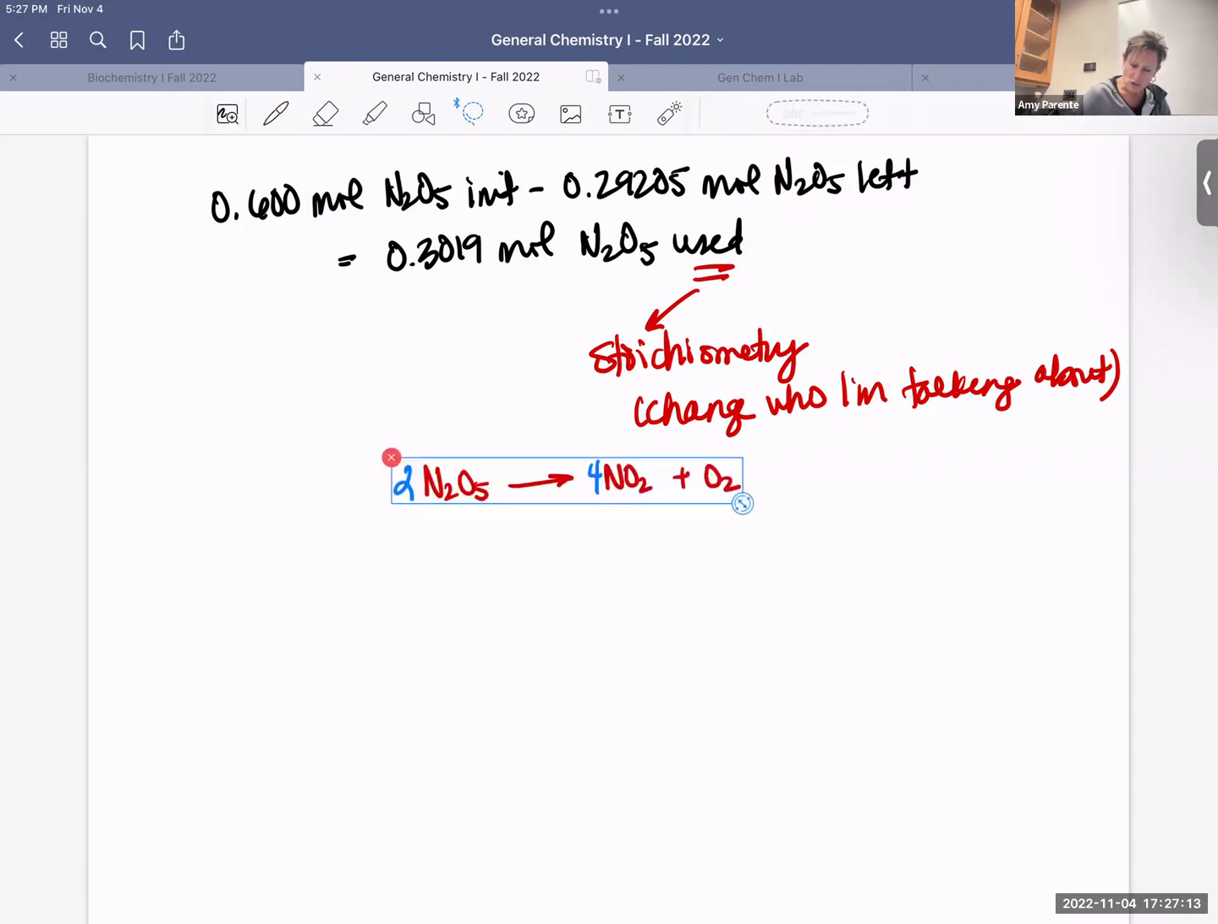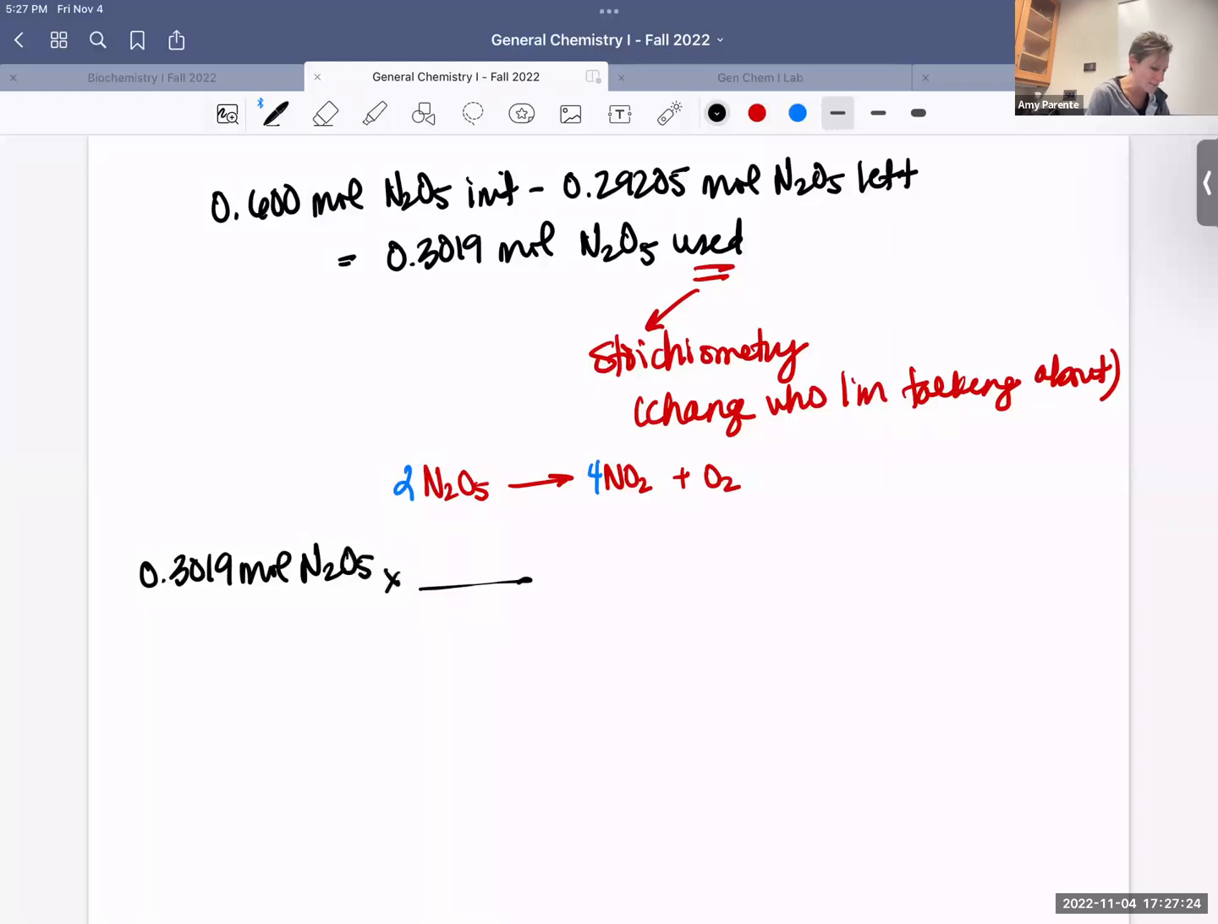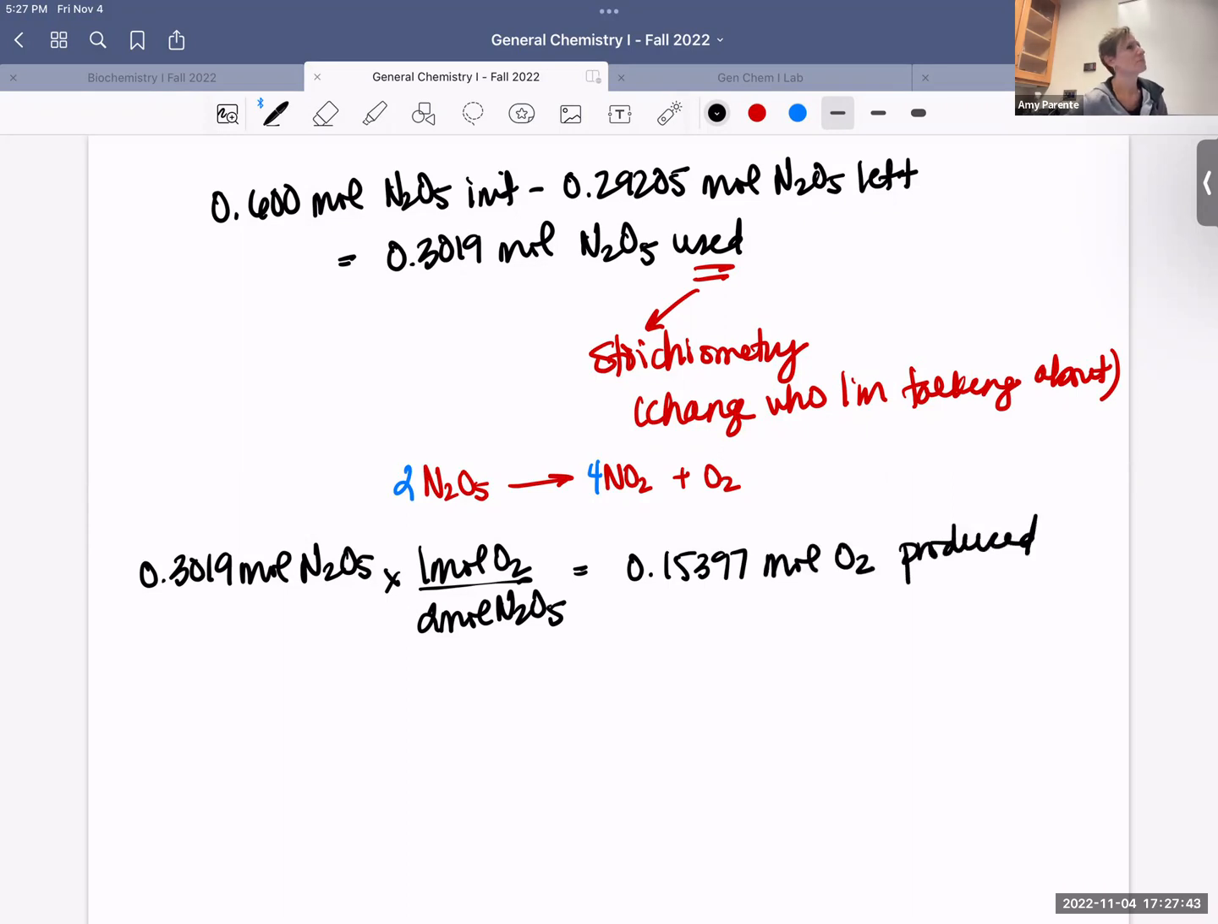Okay, so if I've got this equation, I can say if I've got 0.3019 moles of N2O5 that were used, I can use my balanced chemical equation. 2 moles of N2O5 reacted will produce 1 mole of O2. That will tell me that I produced 0.15397 moles of O2. Make sense? Okay. Now the problem is asking, what is the partial pressure of O2?